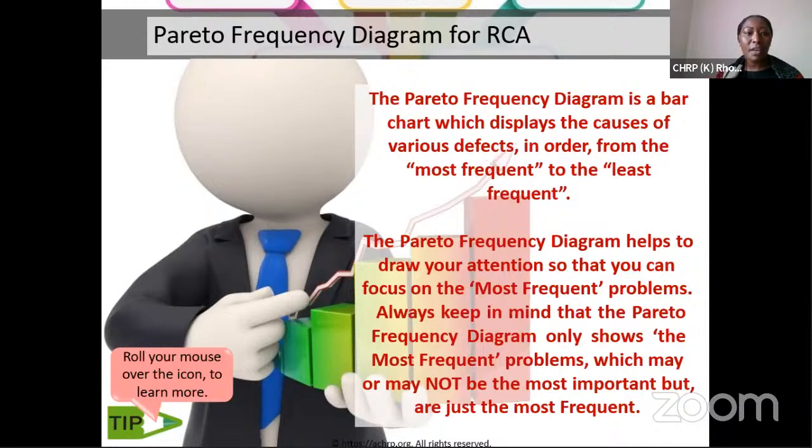Then in terms of the Pareto frequency diagrams, we say the Pareto frequency diagram is a bar chart which displays the causes of various defects. You can remember the way we cluster them into errors, the defects, the complaints, and what have you, in order from the most frequent to the least frequent. So if something is very frequent, that should be a cause of alarm. You should worry and try to solve the most frequent.